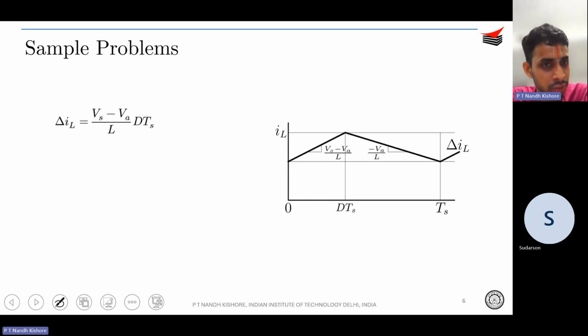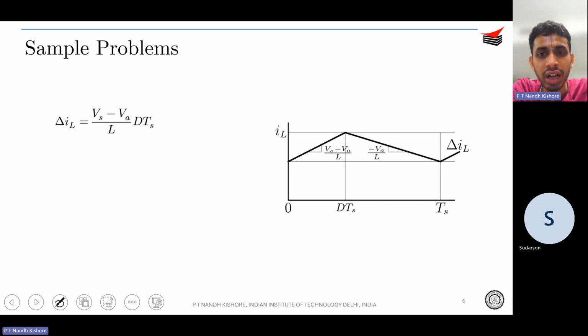So with this information, you formulate a relation between your delta IL and the voltage because the voltages are given, right? And your TS is also known, that's the frequency is also known. Just you know that V equal to L di by dt. Therefore, just follow that expression and write the expression for delta IL. That's the current ripple, right?